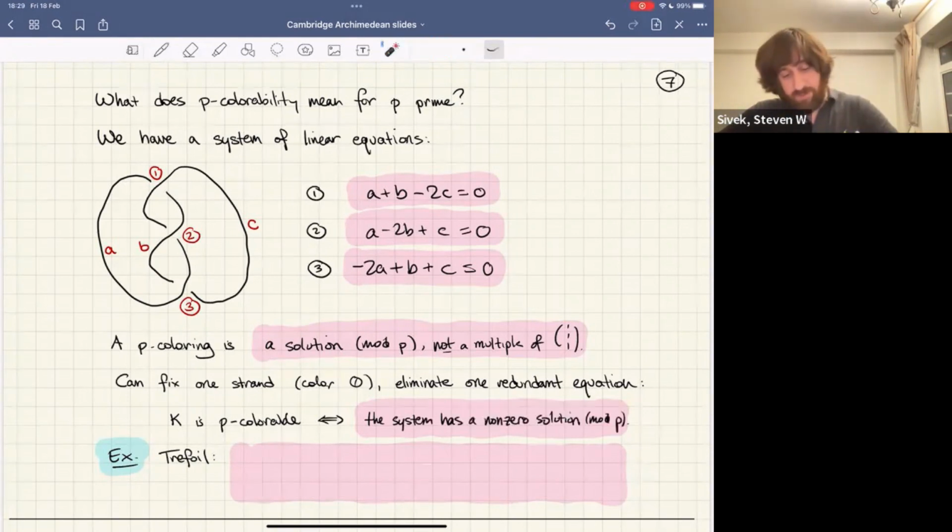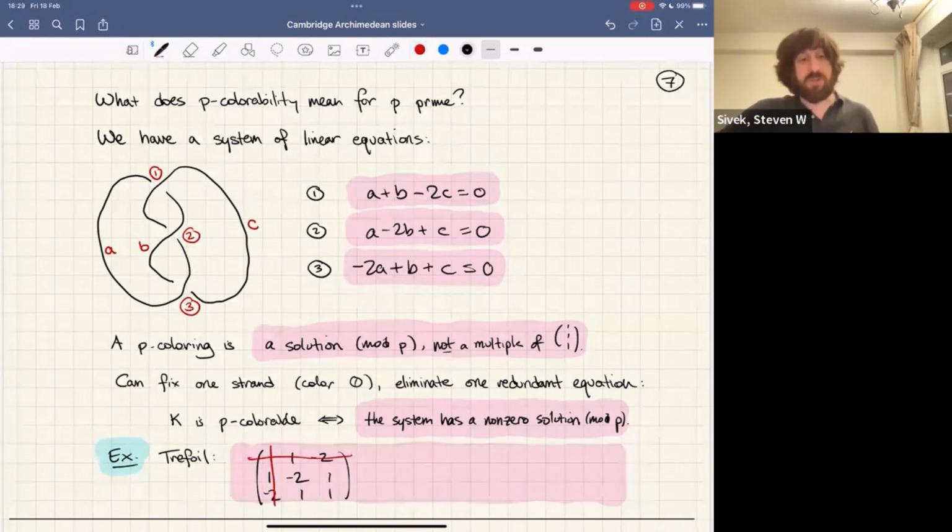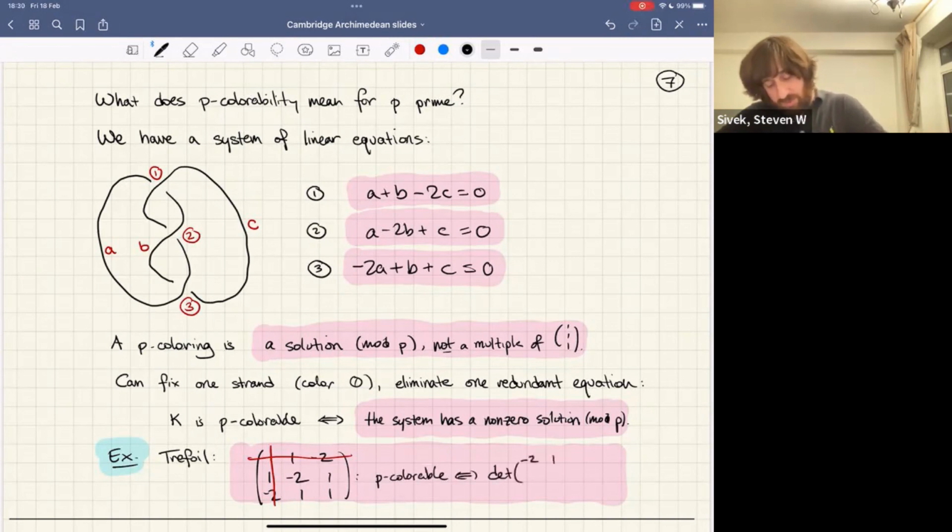And so for the trefoil, we had the system of equations. We fix A equals 0. We cross out one equation. And so we're left with, well, let's just write that out explicitly. I'm just writing out the coefficients of the system. And now we set A equal to 0. We forget about that column. We forget about that equation. And we're left with a 2 by 2 matrix. And what that means is we're p colorable if and only if the determinant of that 2 by 2 matrix, minus 2, 1, 1, 1, is 0 mod P.